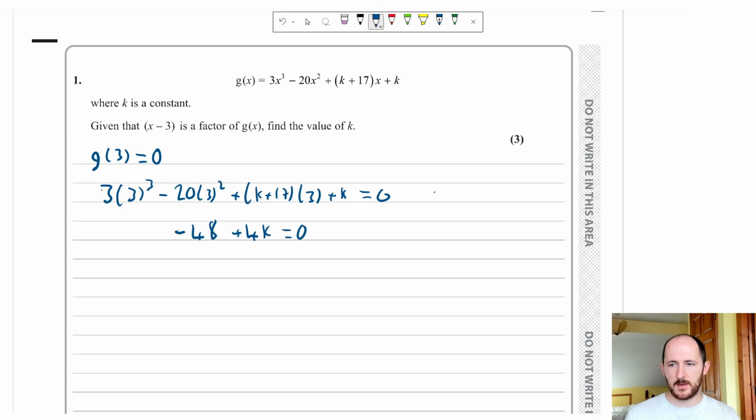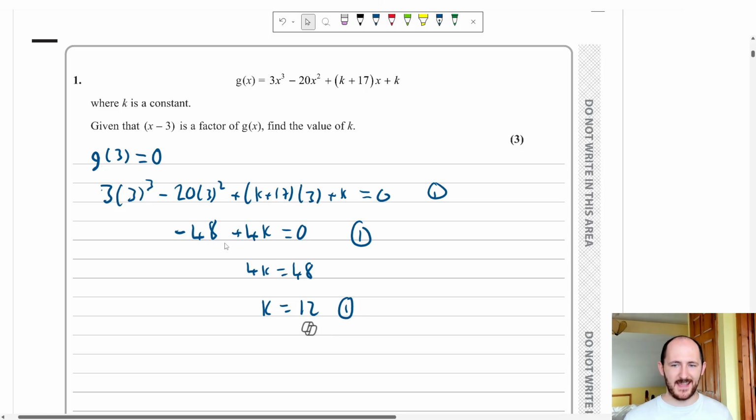equals 0. So that's going to be 1 mark for this. We get another mark for simplifying the expression, and then lastly for solving. So move the 48 to the other side, and therefore k is equal to 12 for the final mark. But you do need to actually show the substitution. Jumping straight to here does lose you one of the method marks because you're not showing that you've used the factor theorem. And that seems a bit harsh, but again, write out all of the steps.